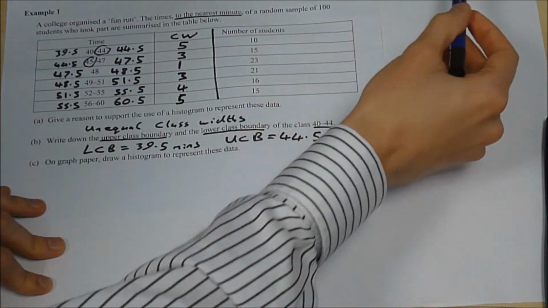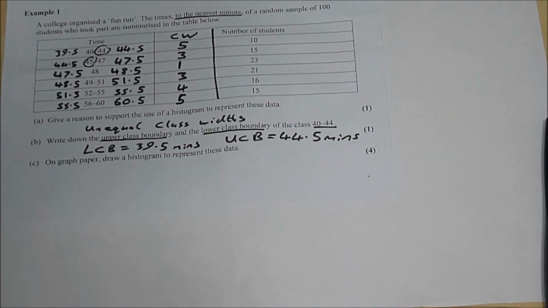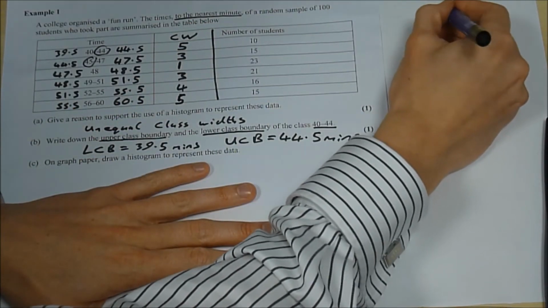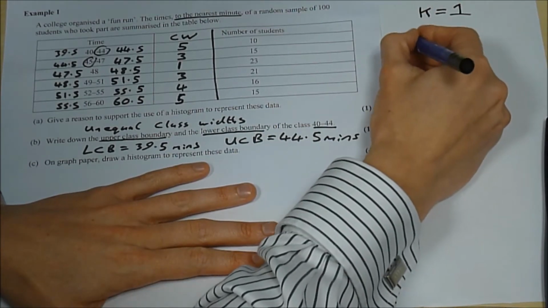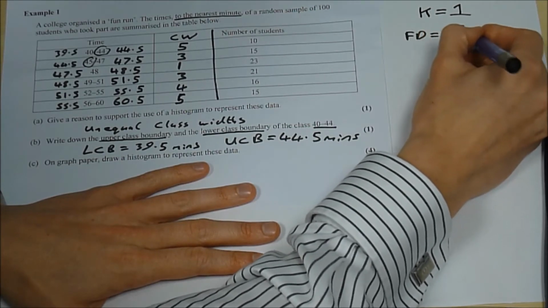Now, I know that area is proportional to frequency, and so K has to be some number to make my data easier. But in a situation like this, I do remember that Mr. Dawson said that sometimes K was 1 and that the frequency did get represented by the area. So to make my numbers easier to work with, I'm going to say K equals 1. So my frequency density equals my frequency divided by my class width.